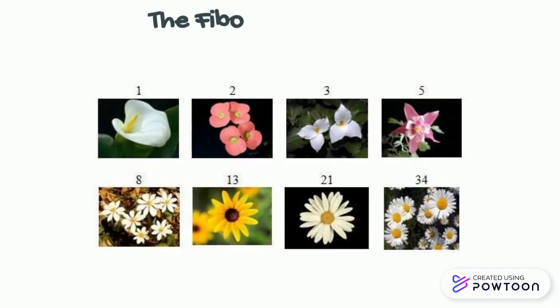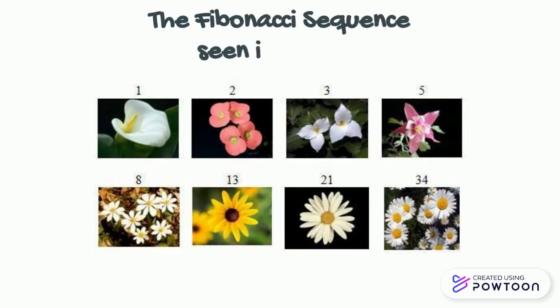Additionally, if you count the number of petals on a flower, you'll often find the total to be one of the numbers in the Fibonacci sequence. For example, lilies and irises have 3 petals, buttercups and wild roses have 5, delphiniums have 8, and so on.